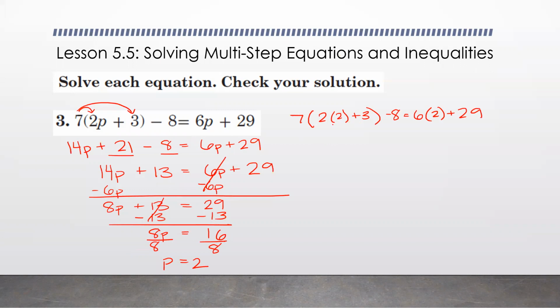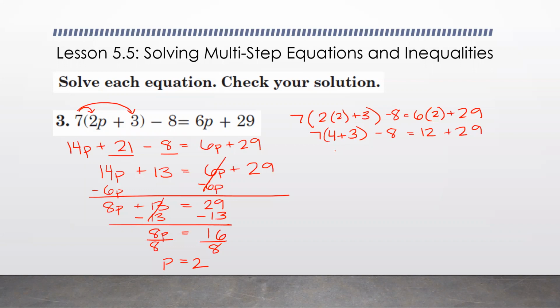So I'm going to follow order of operations to solve this. So this is 4. 2 times 2 is 4. And then I still have the plus 3 and the minus 8 over here. I can do 6 times 2 is 12 plus 29.